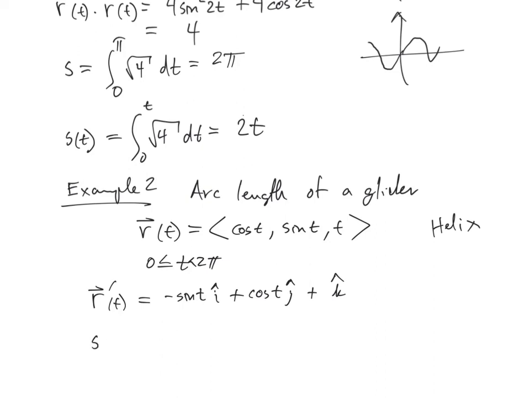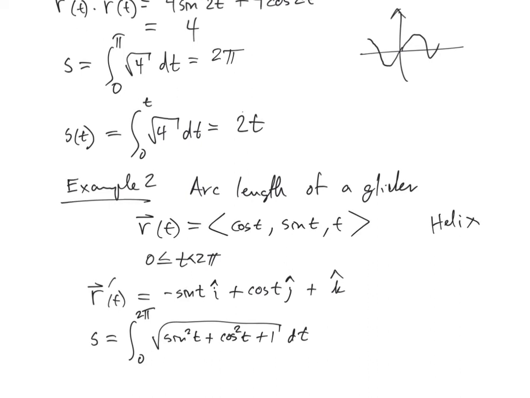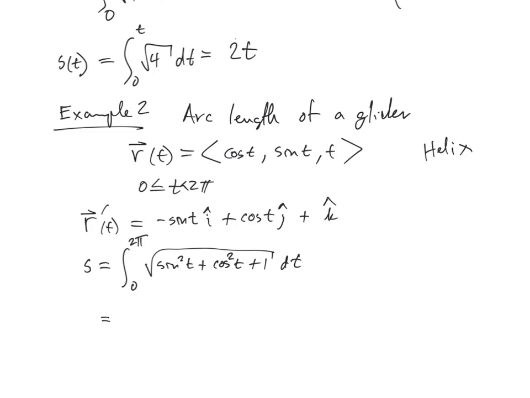Okay, so now my arc length is going to be equal to the integral as t goes from 0 to 2 pi of the square root of r prime dot r prime. So the square root of r prime dot r prime is going to be the square root of sine squared t plus cos squared t plus 1, dt. Well, sine squared plus cos squared of anything is equal to 1. So I got root 2 dt. So I get 2 pi root 2. Okay? So that's arc length.